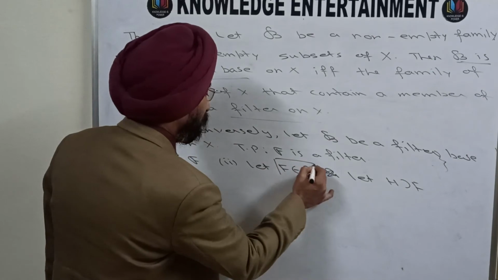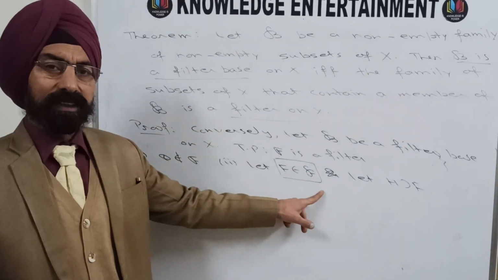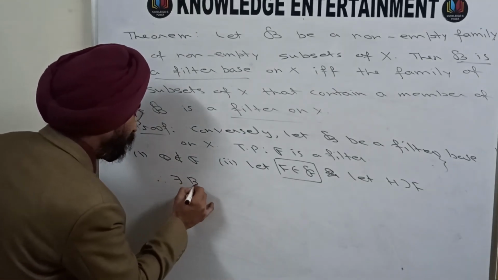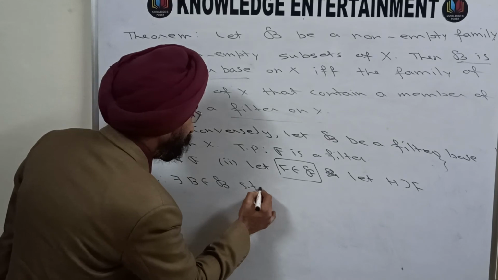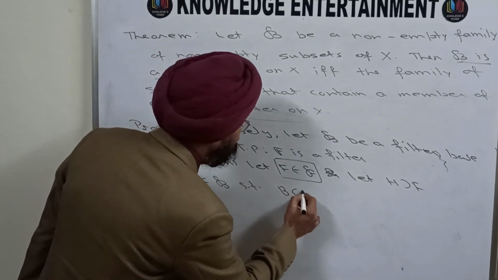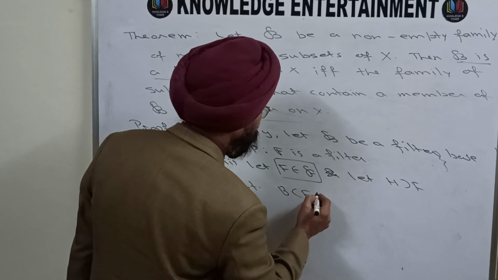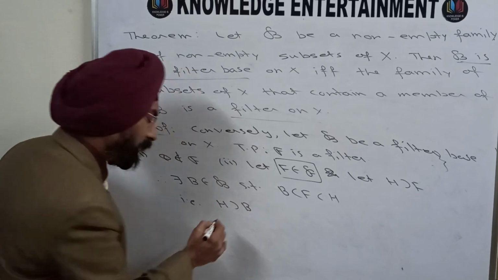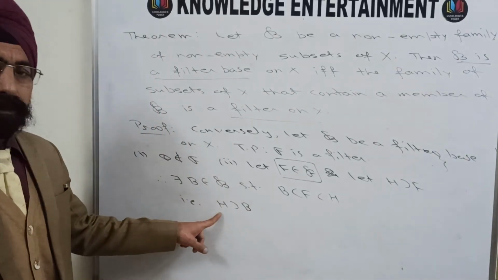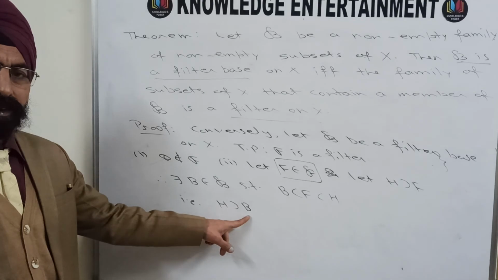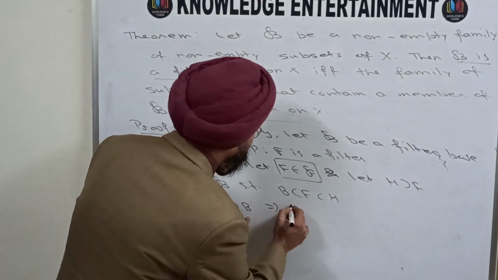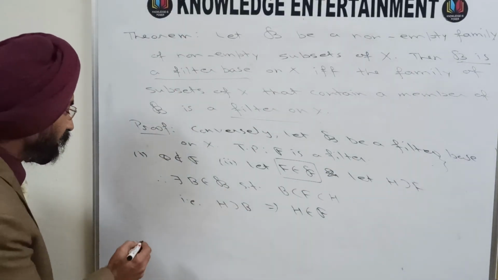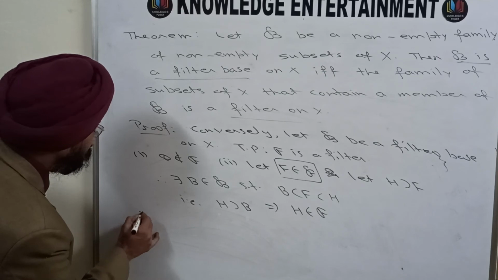Now F belongs to F. And every member of F contains a member of B. So therefore, there exists B in B such that B is contained in F, but F is contained in H. So that means H contains B. And every subset of X that contains B is a member of F. So this means H belongs to F. So the second condition is also satisfied. Now move on to the third one.